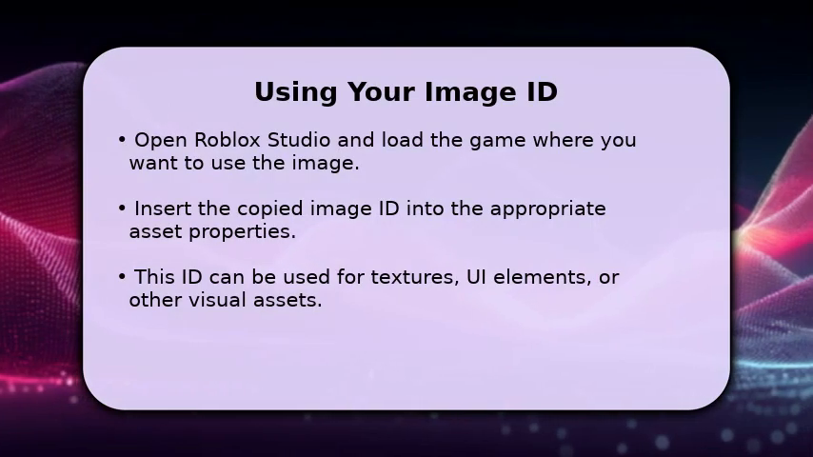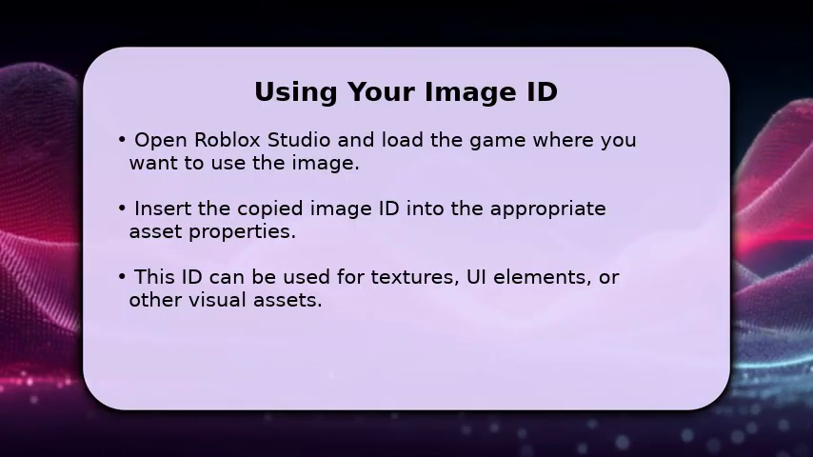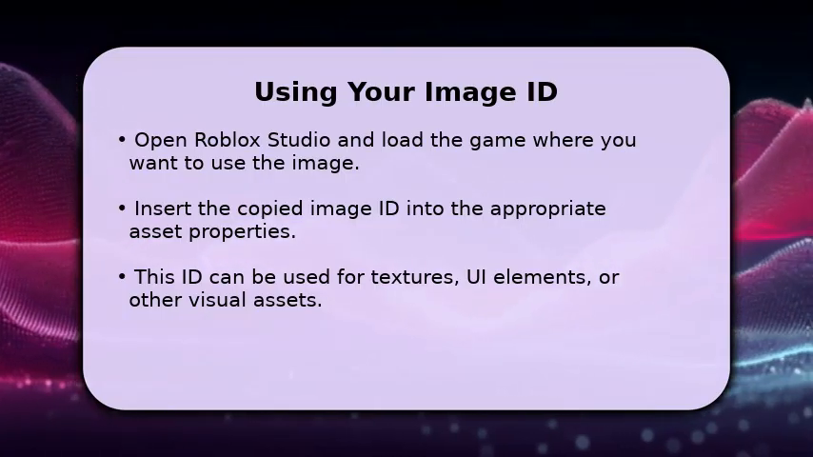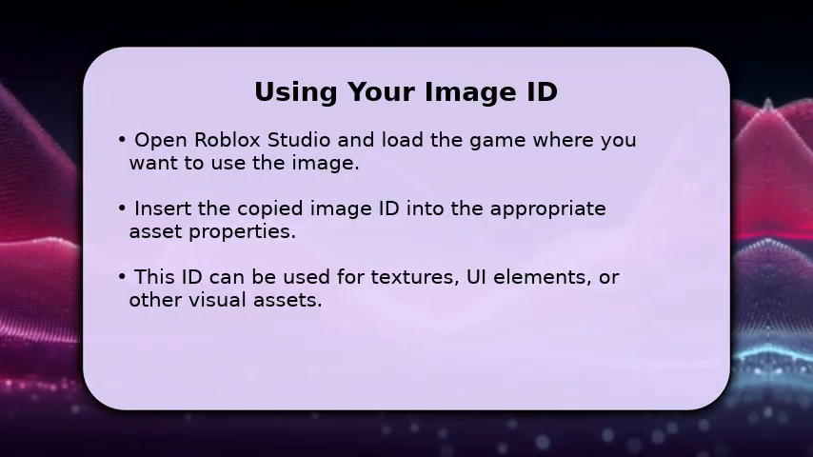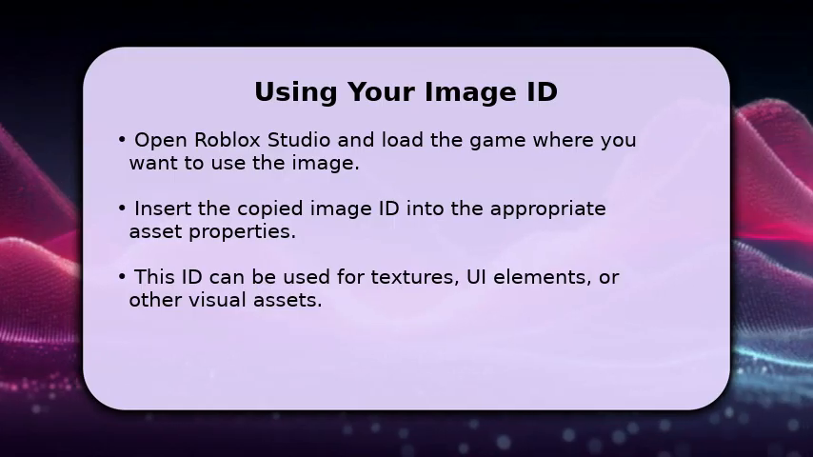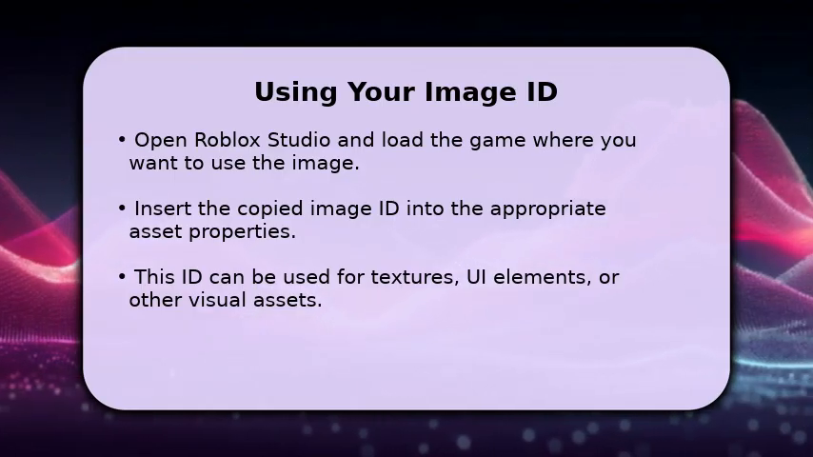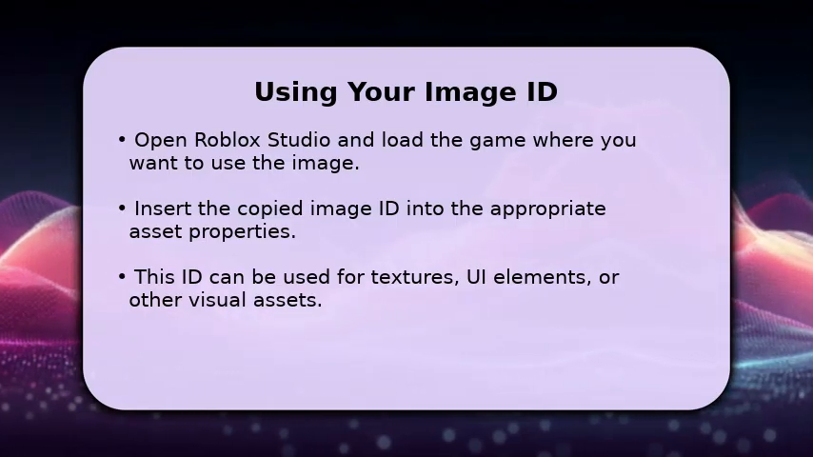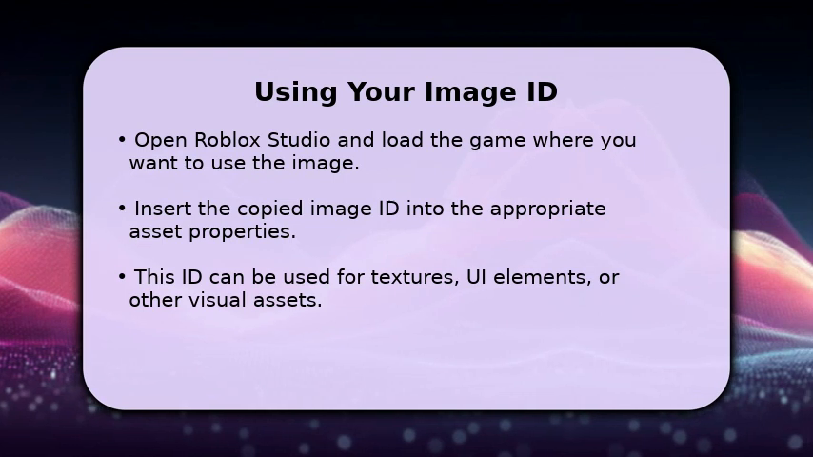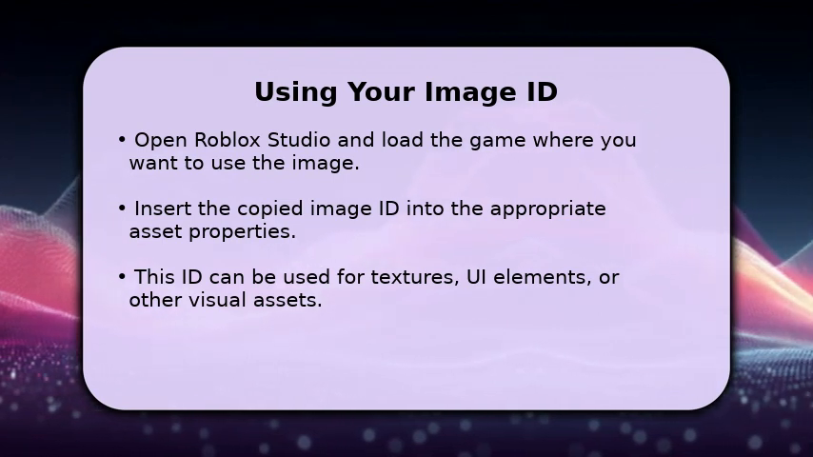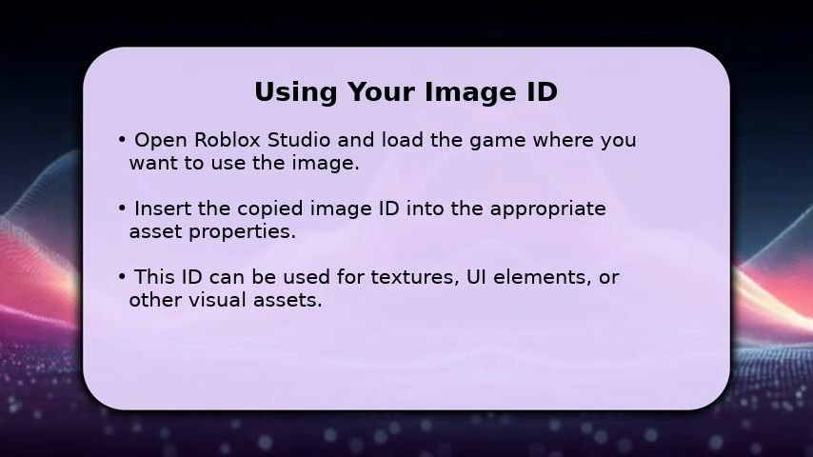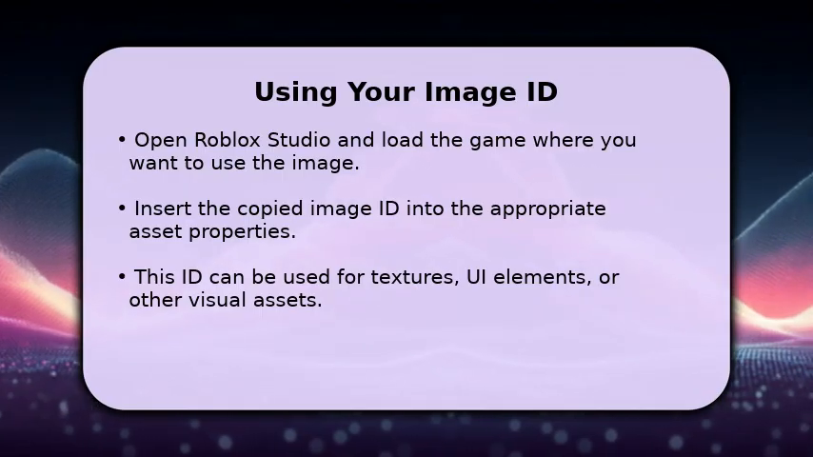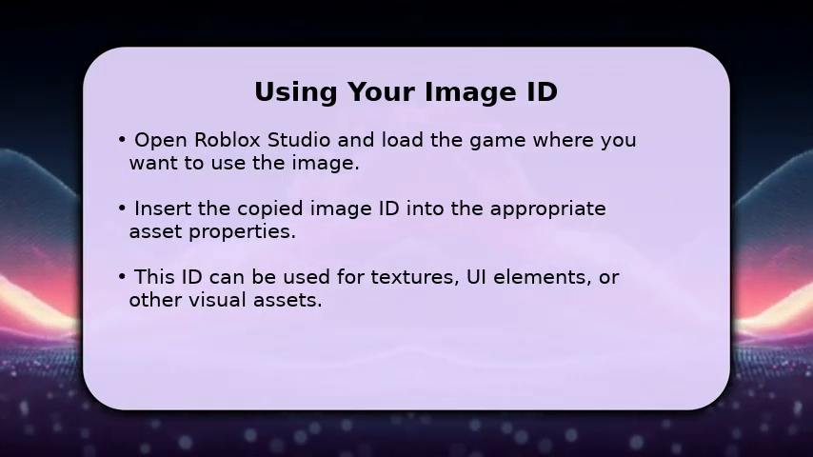Now that you have your image ID, open Roblox Studio and load the game you are working on. You can use this ID for various purposes, such as applying textures to parts, creating custom user interface elements, or adding other visual assets. Simply paste the copied ID into the relevant property field. Always remember to test your game afterward to ensure the image appears exactly as you intended.